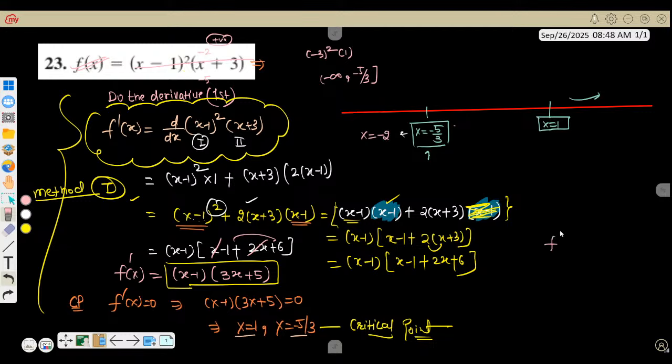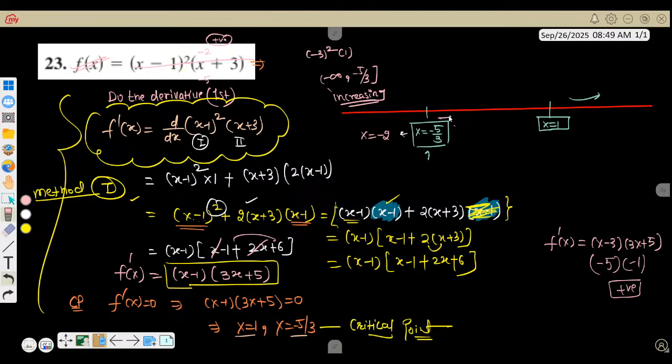What is our f dash? x minus 3 and 3x plus 5. So we plug it into the f prime. What if we put -2 here? We have -5, and then this is also negative, right? So it's positive. So the function is giving a positive value. So in this interval, the function is increasing.